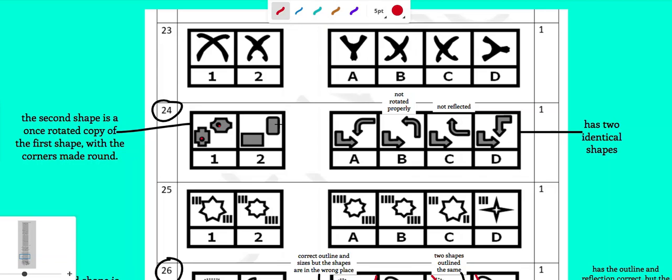and similarly if this one is horizontal, the second shape is vertical. So therefore, if we give a look at the answers here, B is not rotated properly, C is not reflected properly, and D has two identical shapes, which is completely wrong, making all these three unfit for our correct answer, and therefore A is the right option here.